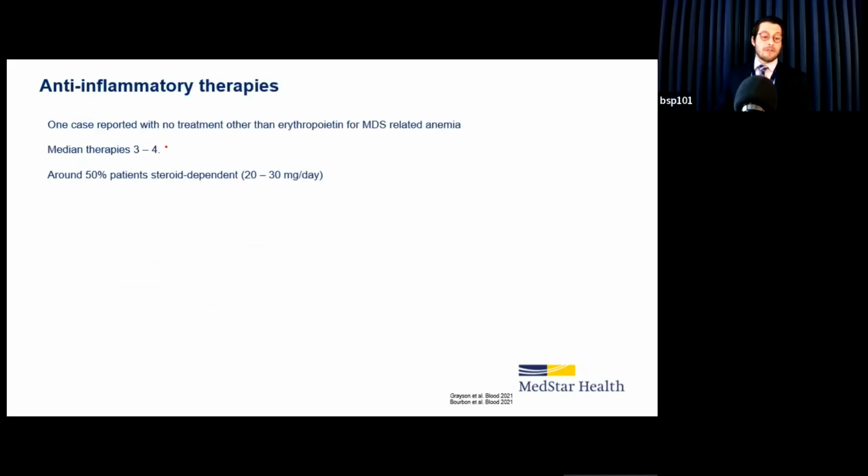Regarding other anti-inflammatory therapies, there has been 1 case report where no treatment was used, only erythropoietin for management of the anemia. So as when I showed the Kaplan-Meier curve of mortality, some patients may present with a more indolent course, but this is not the majority. The majority of patients have received 3 to 4 treatments from the ones that I listed, like steroids or interleukin-1, interleukin-6, and then they just have to be switching from one to another because there are no adequate responses.